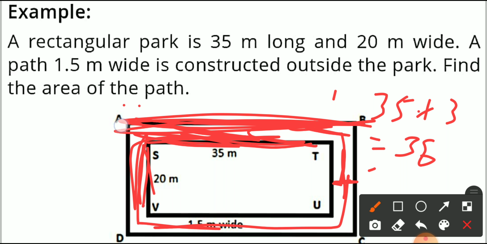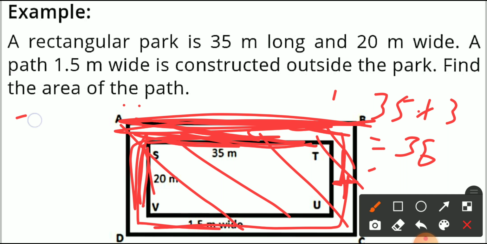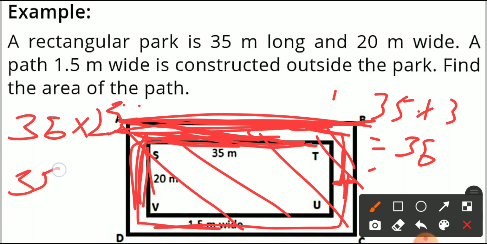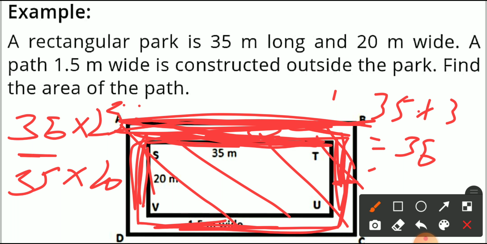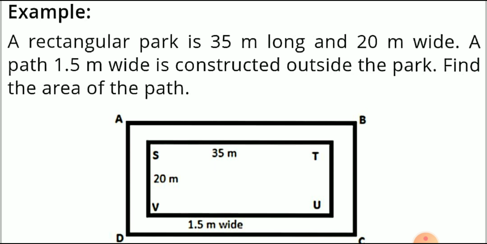So the area of the whole region will be equal to what? 38 multiplied by 23. And the area of the park will be equal to 35 into 20. We need to calculate this shaded region. So in that condition you will subtract the areas of both the figures, then only you will get the answer.